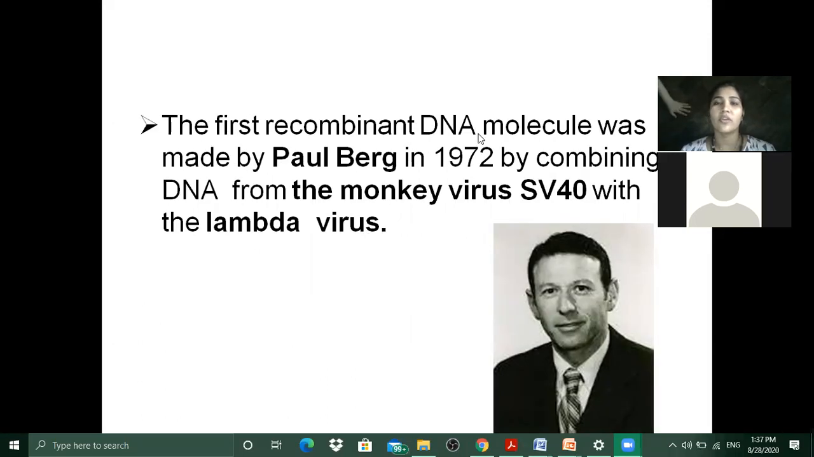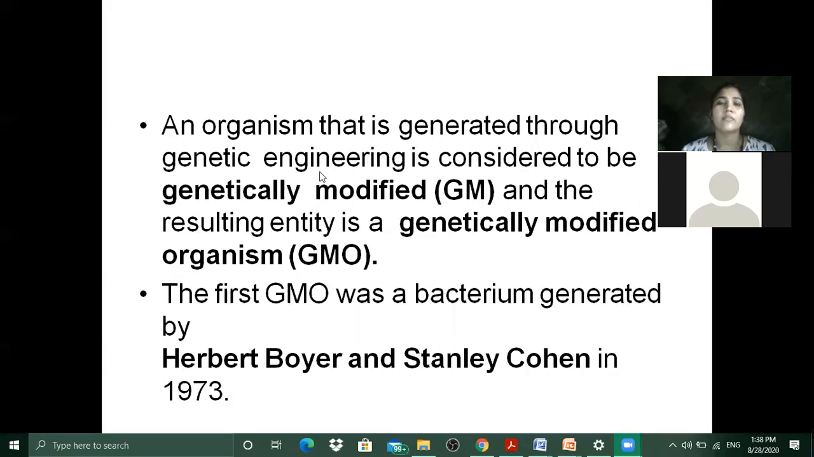The first recombinant DNA molecule was made by Paul Berg in 1972 by combining DNA from the monkey virus SV40 with the lambda virus. So that is what he did, the very first recombinant DNA. Then an organism that is generated through genetic engineering is called a genetically modified organism. So this is also very important.